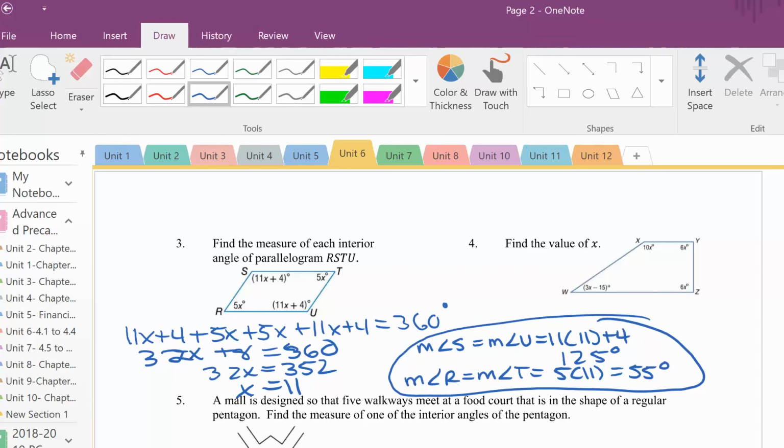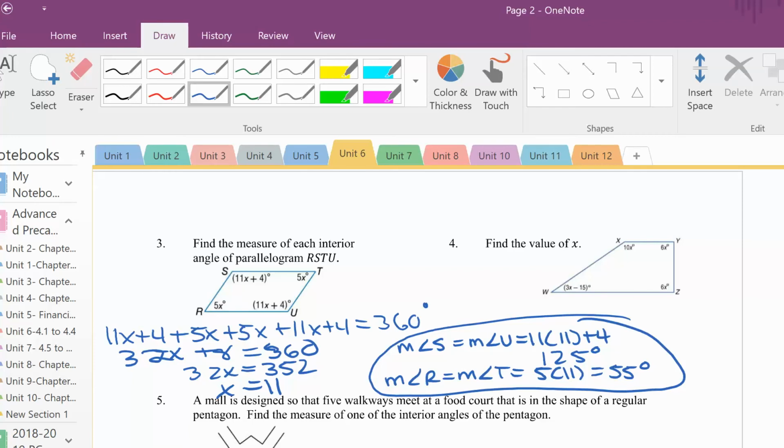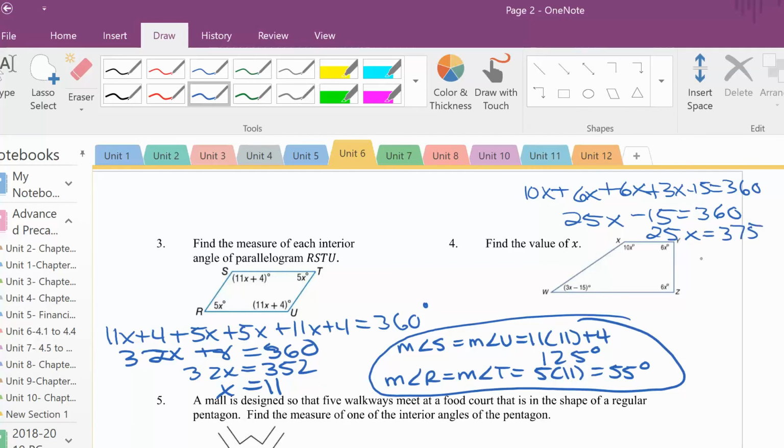All right, so you can do something similar for the next one. These are going to add up to 360. So you can say 10x plus 6x plus 6x plus 3x minus 15. Once again, because it's four-sided, it is going to equal 360. So when you add up the like terms, you get 25x minus 15 is equal to 360. So 25x equals 375. So x is equal to 15.